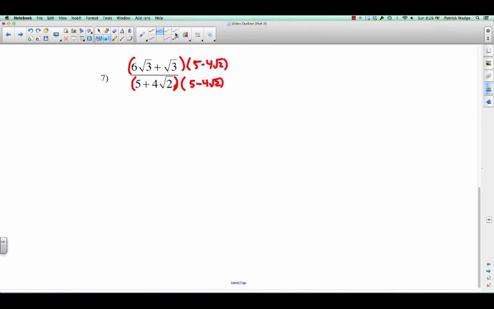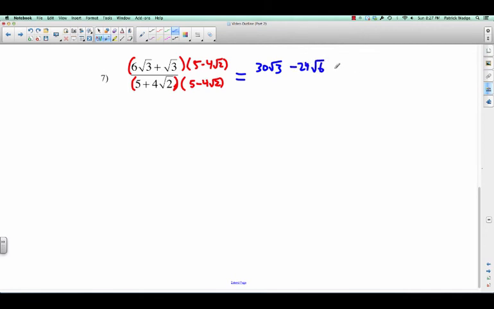So you got lots of multiplying to do here because on the top you have to do mountains and valleys, and on the bottom you have to do mountains and valleys. That's getting pretty messy. I think I'm going to take those away. So let's go ahead and do that. On the top, 6 root 3 times 5 is 30 root 3. 6 root 3 times negative 4 root 2 is negative 24 root 6.